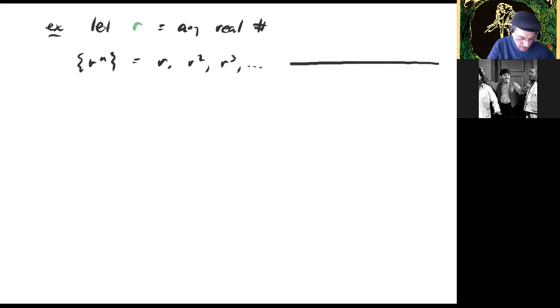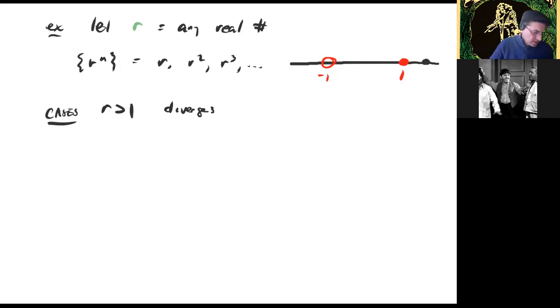What's going to matter on the number line are the points 1 and -1. These are the boundary points of the answer, and we'll see what happens when R is bigger than 1, less than -1, etc. Let's first take the case where R is bigger than 1. If you have a number bigger than 1, then taking powers of it, it blows up. So this diverges. It tends to infinity, in fact.